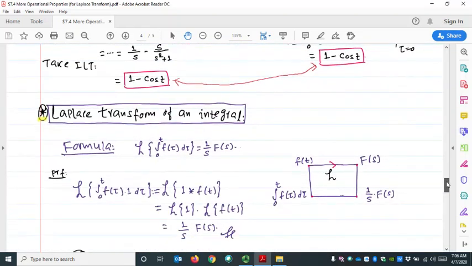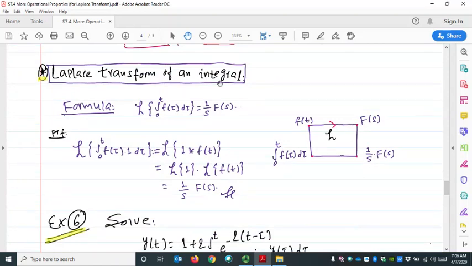Now let's talk about the Laplace transform of an integral. The formula: the Laplace transform of the integral from 0 to t of little f of tau d tau equals the Laplace transform of little f of t divided by s. So the answer is 1 over s times capital F of s.